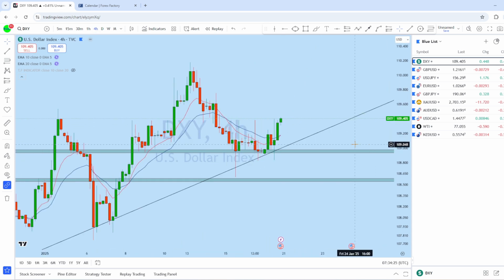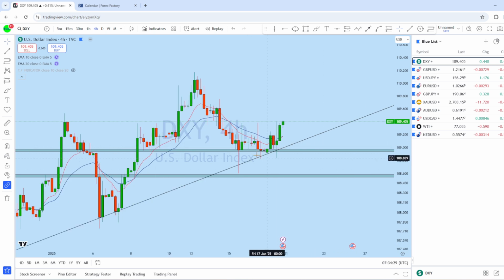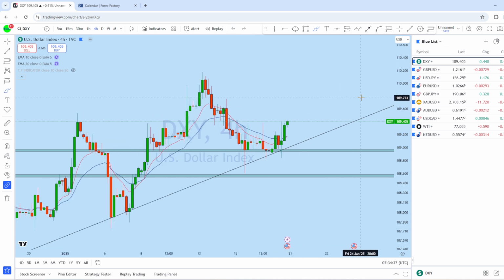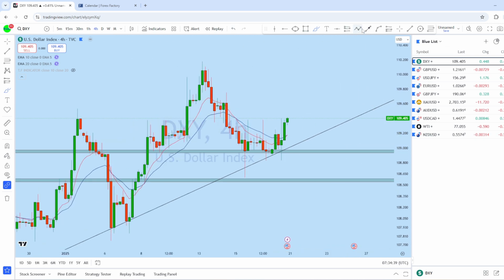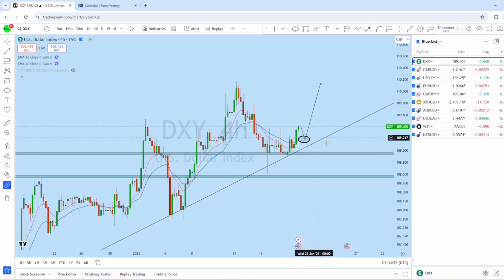Now looking at the 4-hour perspective on DXY, we can see there is a reversal pattern here, a double top and then a strong bounce, and that might be a sign of potential upside. I think that with the market open, we might see an initial pullback and then continuation to the upside to create a new higher high. As soon as we find a suitable entry on DXY, we'll be looking at going long with a high probability trade setup.